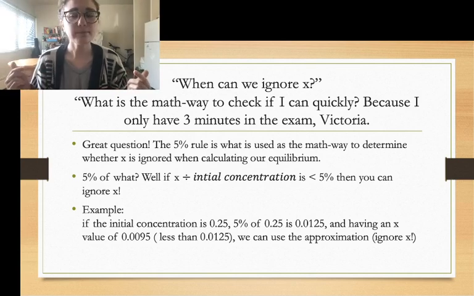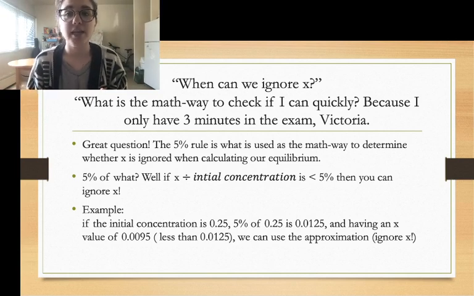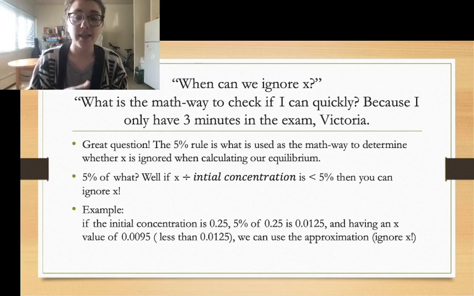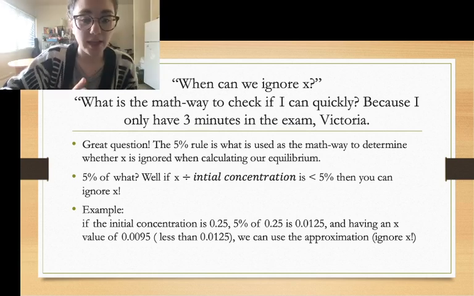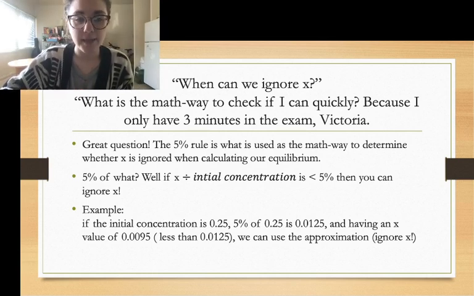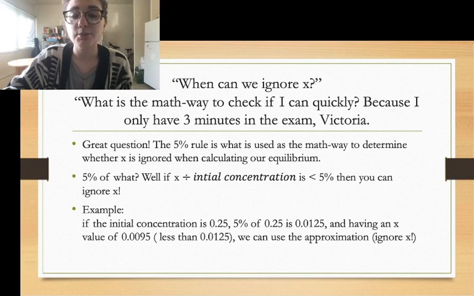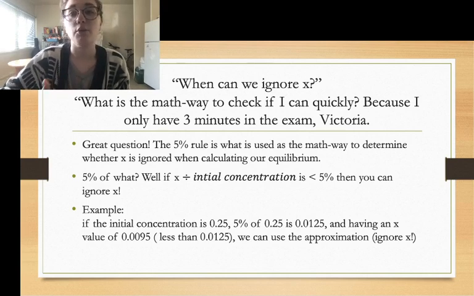Moles do moles. The underlying idea is that if you take that X divided by the initial concentration, and it is less than 5%, then you're okay to ignore X. If it is greater than 5%, then you should not ignore X. What I mean by that is, if I tell you have 0.25 molar of something in your reaction flask, and then I tell you that X equals 0.0095, well, 5% of 0.25 is 0.0125, which means that 0.0095 is much less than that, and therefore we can ignore X.